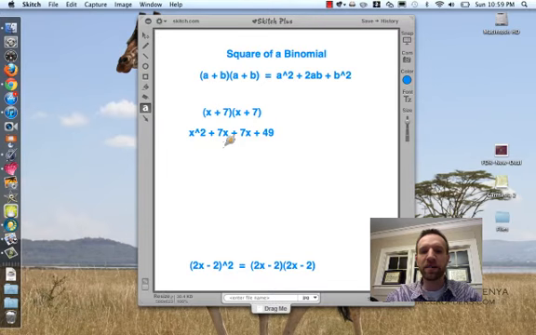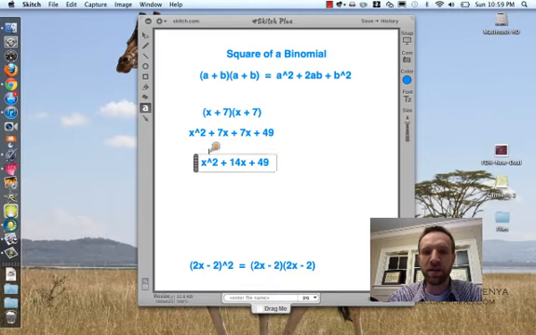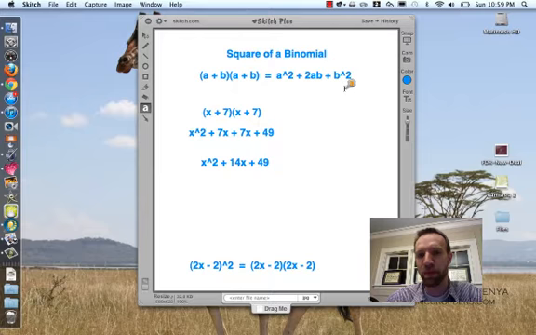If I simplify it, 7x plus 7x in the middle can be combined together to give you 14x. So your final answer becomes x squared plus 14x plus 49. Now, that's correct. Now let's see how that fits this pattern up here. We said if you took a plus b times a plus b, you get a squared plus 2 times ab plus b squared. Alright, so here's a, and in this problem we had x for a.